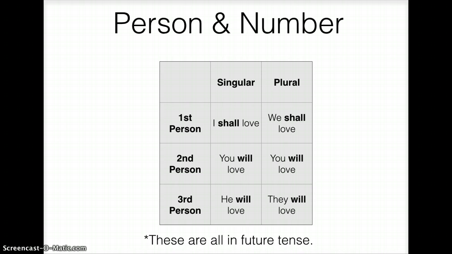Once again, these are all in future tense. So the first person and number chart we did was in present tense. The second one was in past tense. These are all in future tense. Notice the differences highlighted in bold. Please take your time, go through this again if you need to. Like I said, this is pretty basic stuff. Make stars by anything you have questions about. Write down any questions you may have, and we will go over them in class.